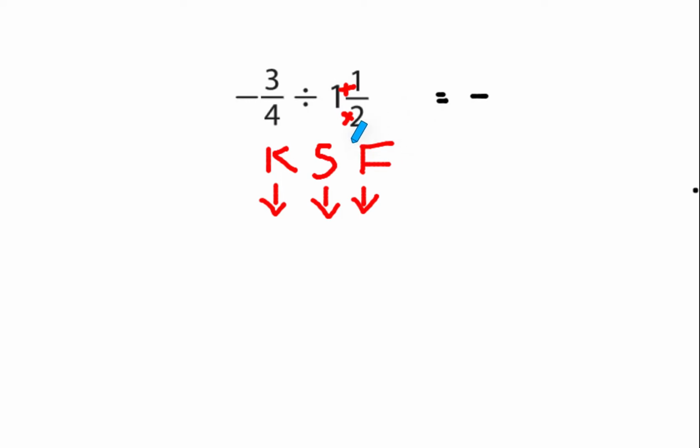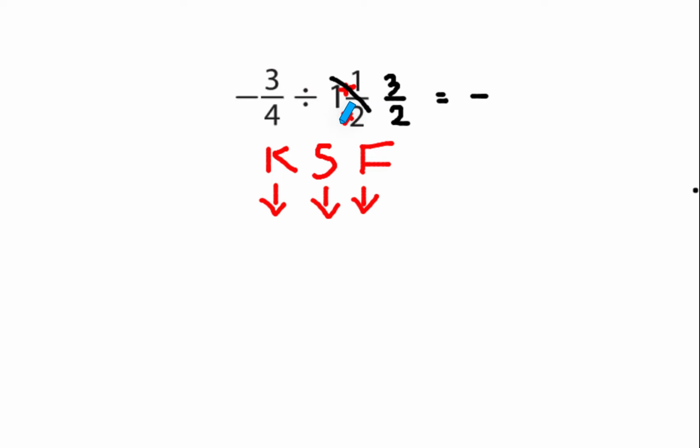won't remember. So the next step is to put it into fraction form. This one is in fraction form, but this is a mixed number. So we're going to multiply the bottom and add the top. 2 times 1 is 2, plus 1 is 3. Your denominator stays the same. And now they're both in fraction form.